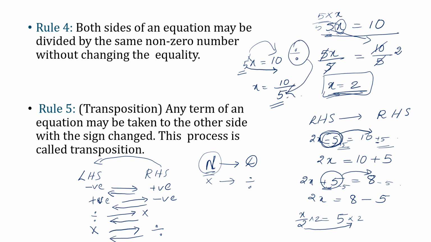Similarly, whatever there is in the denominator, when I am taking it to the other side of the equal to symbol, it will go to the numerator. Here is an example: x by 2. When I am taking it to the other side, here 2 is in the denominator, and when it is taken to the other side, it is going to the numerator. So this is nothing but division going to multiplication. Division becomes multiplication when we are transposing.